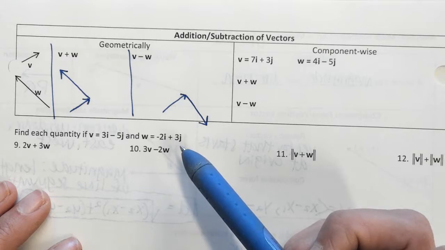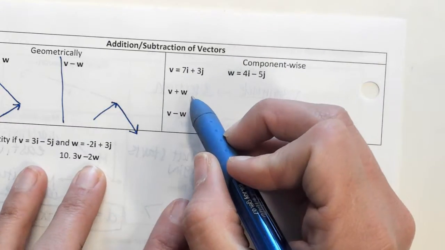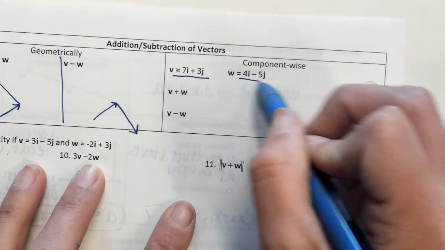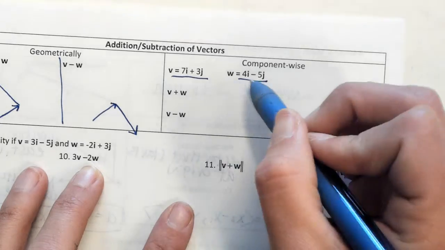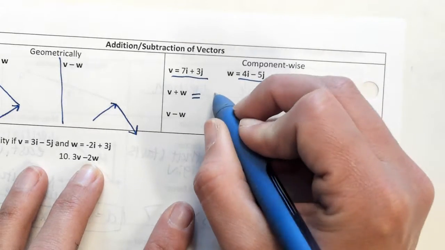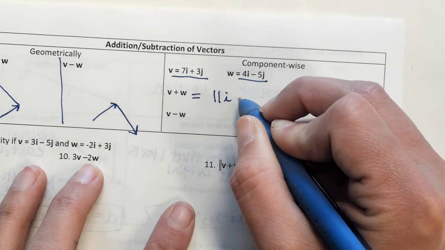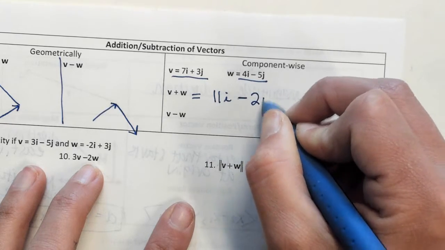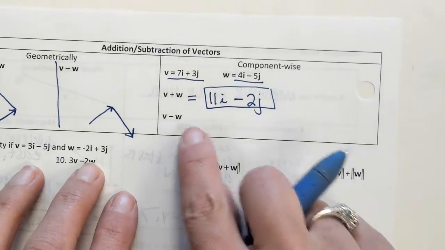That's geometrically. Now component-wise, you know what to do. If I were to add V and W right here, what are my like terms? Good, so when we add them, we'll get what? 11i. And then when we add the other like terms, we'll get -2j. Very good. When I subtract them, what signs are changing?